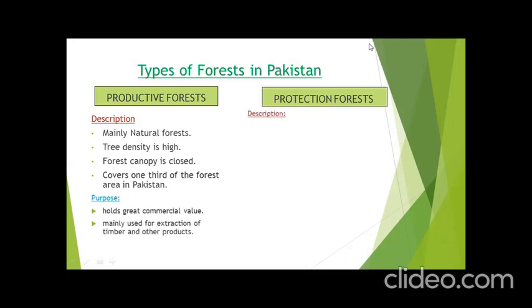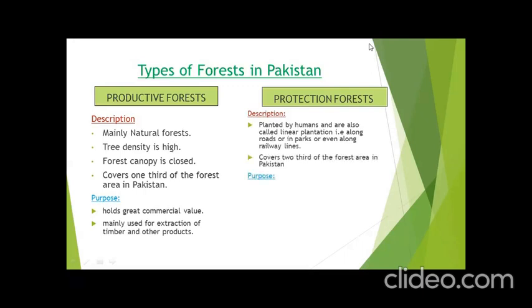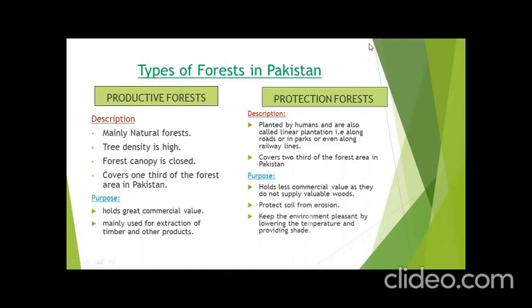Now let's discuss the protection forest. These forests are mainly planted by people and are usually linear plantations. They include amenity planting along roads, in parks, and along railway lines. The protection forests have little commercial value because many of them do not supply valuable species or food. Their main function is to protect the soil and to prevent it from eroding or blowing away. They keep the environment pleasant by lowering the temperature and providing shade.